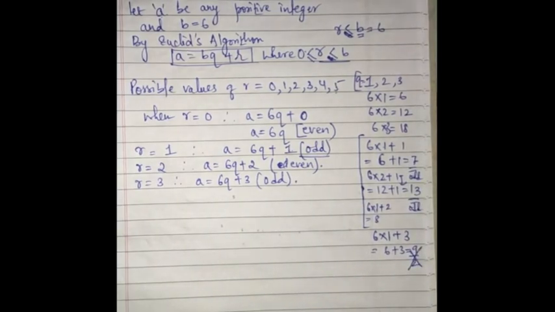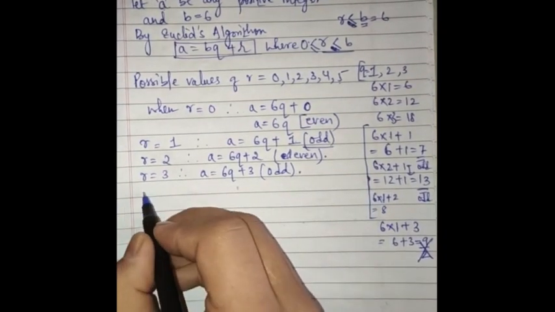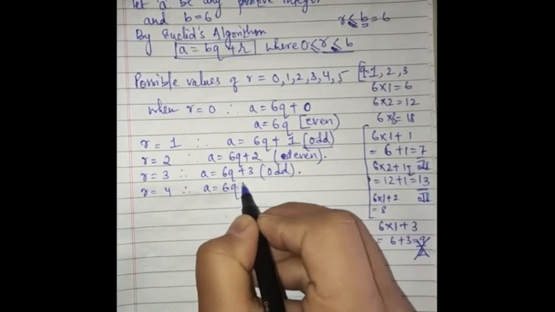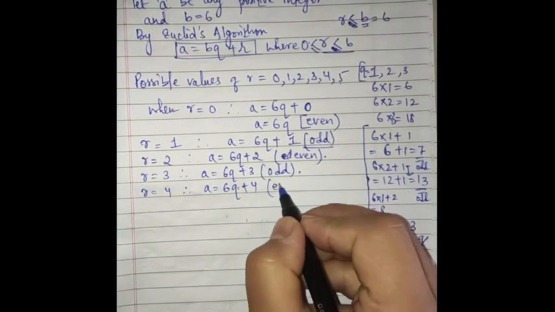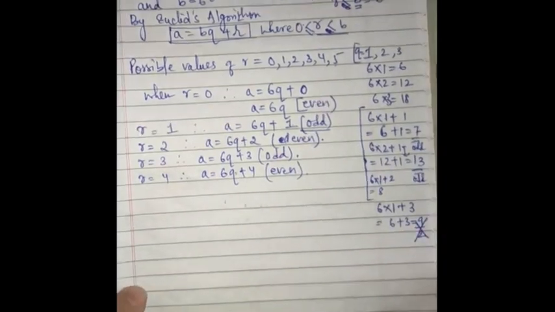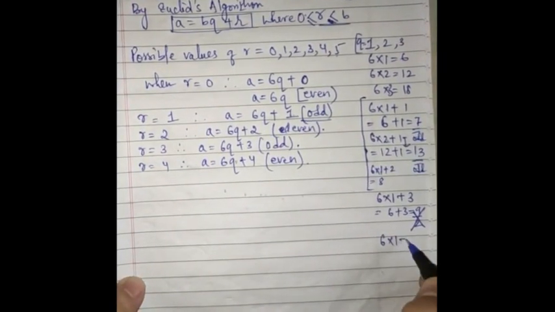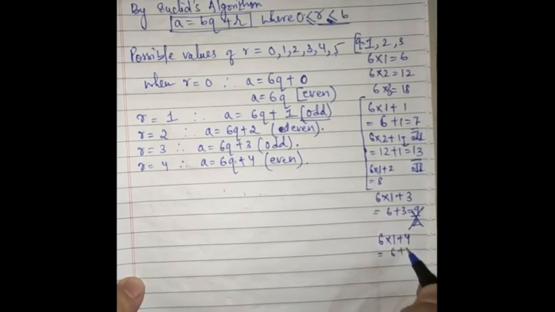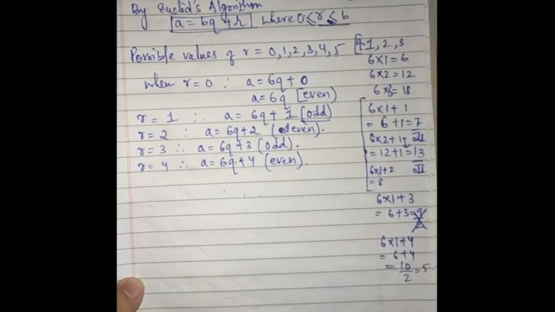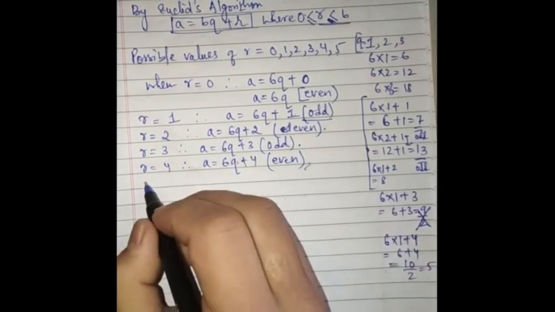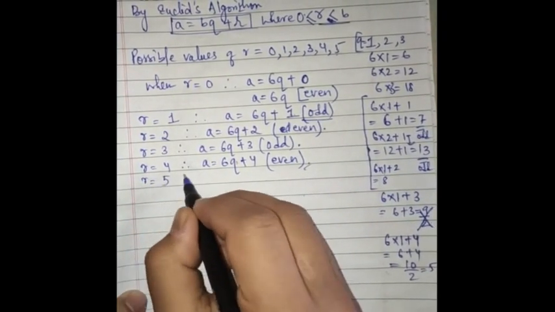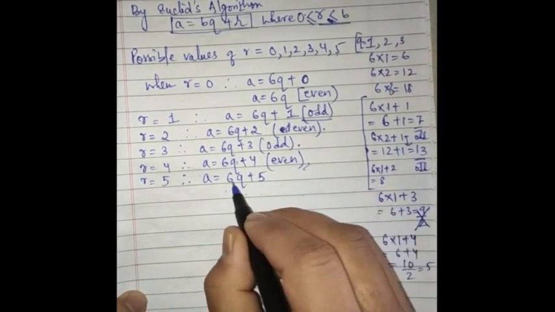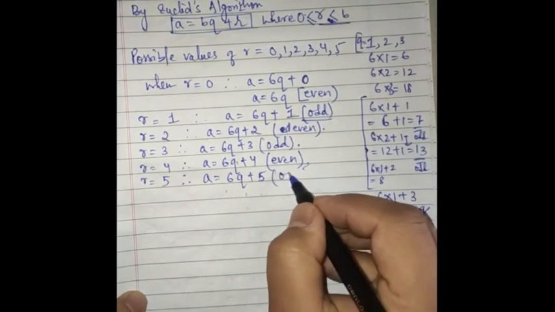That is odd, right? So similarly, if your r is equal to 4, then a is equal to 6q plus 4. This is our even number. You can try. How? 6 into 1 is 6, 6 plus 4 is our 10. So it is divisible by 2, that is 5. So this is our even. So our next, last condition is 5. Therefore a is equal to 6q plus 5. 6 ones is 6, 6 plus 5 is 11. That is our odd.